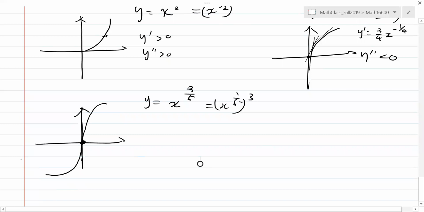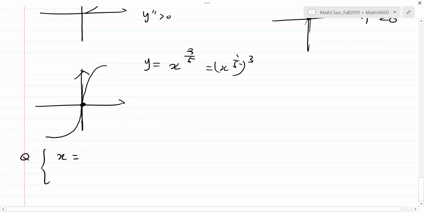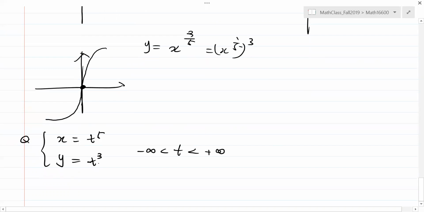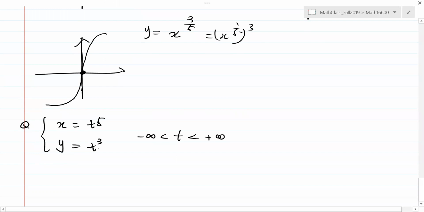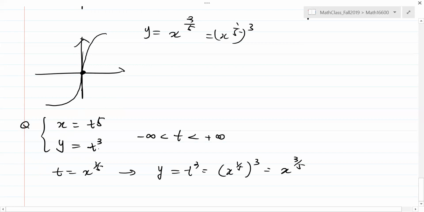So take a look at when x equals... So draw this graph, right? t to the fifth. Step one, you can solve for t, right? t equals x to the one over fifth. Then you put it into the second formula. So that's x to the one over fifth, cubed. This is what we got at the very beginning, right? So you do get an equation in x and y, and y equals x to the 3 over 5.